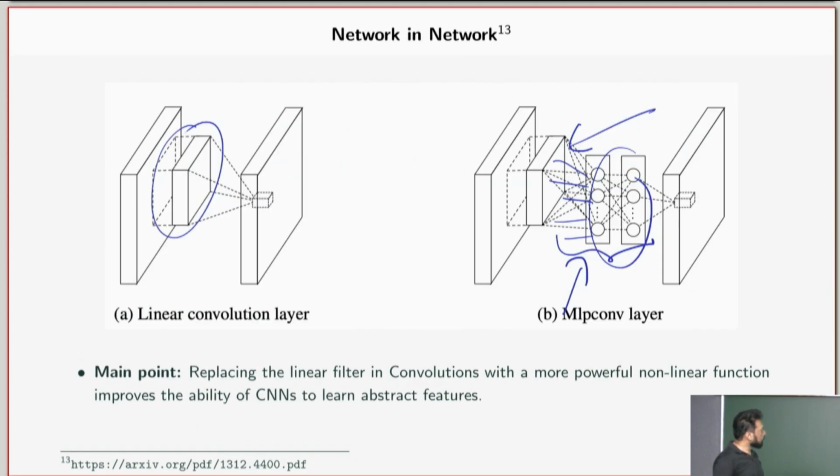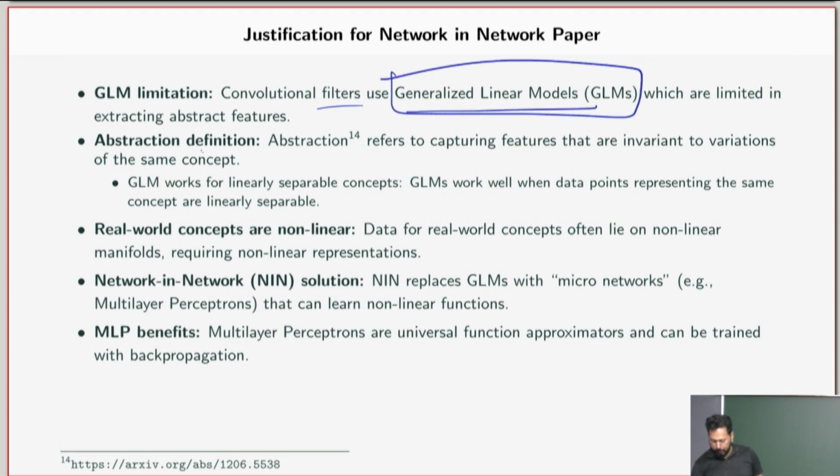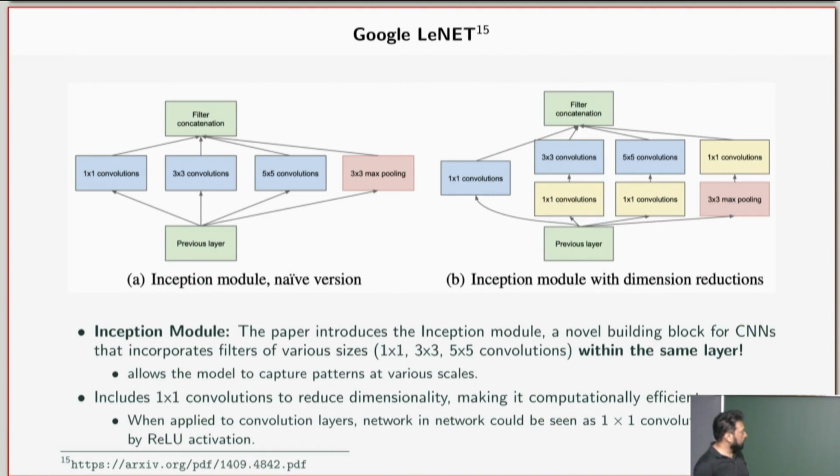So this was the motivation behind this paper, and this is exactly what they said. The convolution filter uses a generalized linear model. Basically, convolution as such is an inner product. They term this generalized linear models, extracting abstract features. Here abstraction refers to capturing features that are invariant to variations. What they're saying is that the linear model works for linearly separable concepts, but real-world concepts are non-linear. So they propose micro networks, just like in the previous picture, that can learn non-linear functions. They put in this micro network, which is a multi-layer perceptron, a universal function approximator.